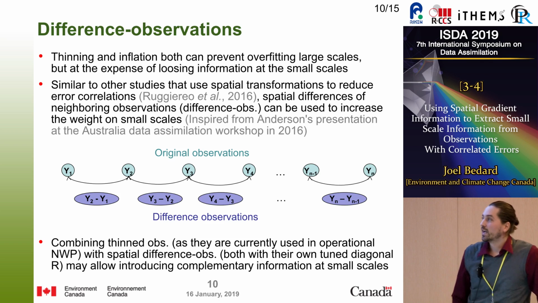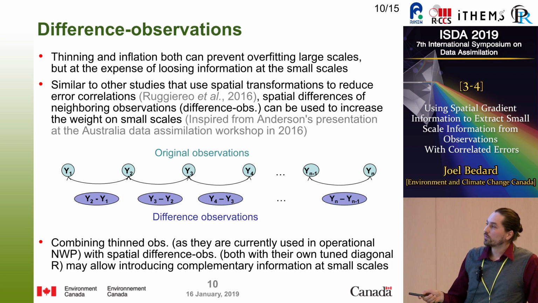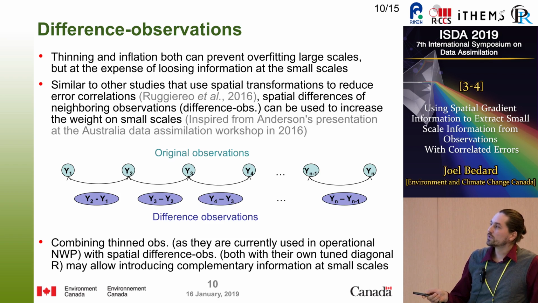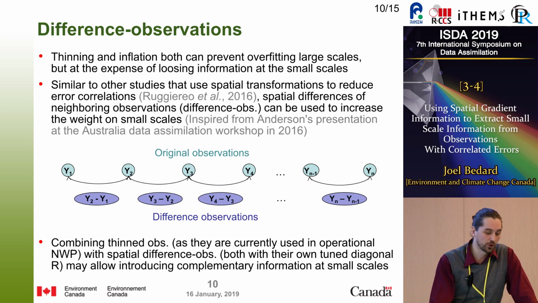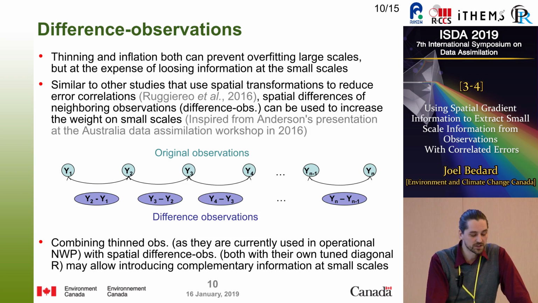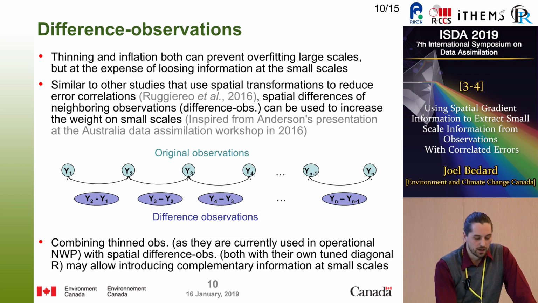In a nutshell, the idea is to create a new observation set by computing the differences between neighboring observations. The goal is to combine those thinned observations, as we are currently using them in our operational system, with spatial difference observations, both with their tuned diagonal R matrix. And we're hoping to introduce complementary information at small scales.